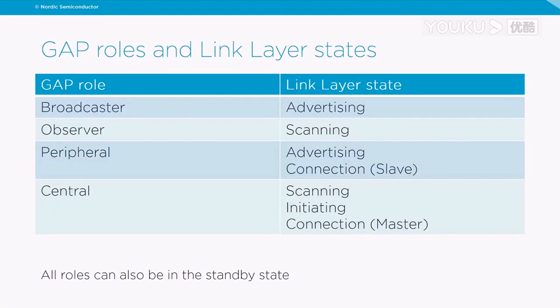And then you have a peripheral role. This can advertise and also enter a connection as a slave. Then you have central, which can scan. It can also initiate connections. And when it goes into connection, it's a master.